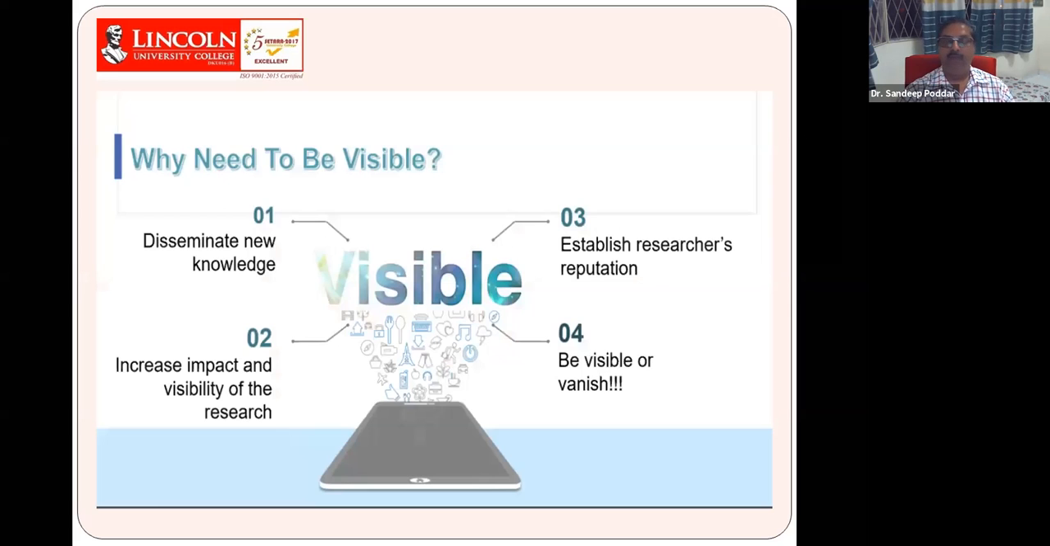Then the visibility of your research. When we do innovation, as I told in the first slide, we should make it visible. We should circulate our publication. After publication, our work starts. It is not that after publication it is done. We have to check the publication, and people have to read it. Then only the publication can be used by industry, and only then is there a gain from that research work. Otherwise, it vanishes.